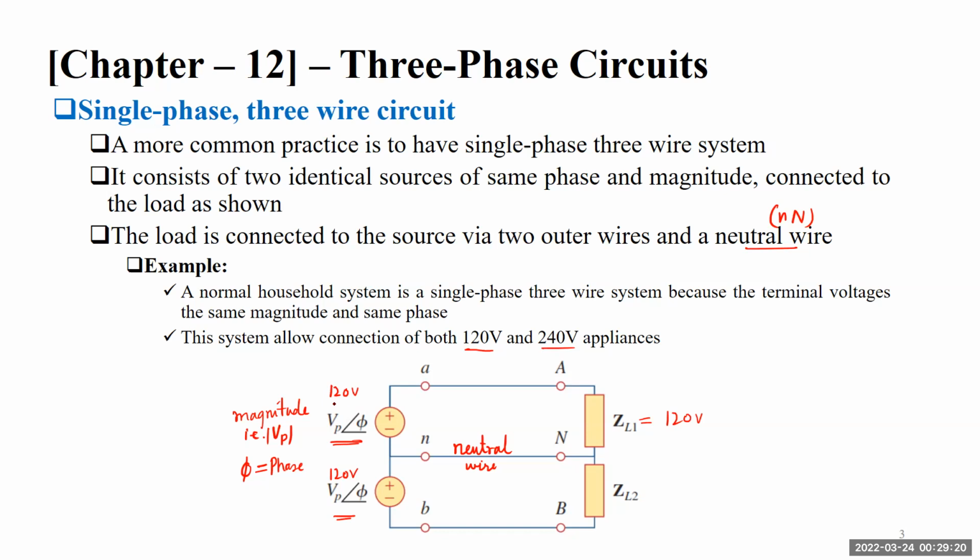So we have 120 volts available, 120 volts available. If in the same network we want to connect a load that operates at 240 volts, just connect that load between A and B. You can take a terminal from A and a terminal from B and connect them to Z load, and say this load operates at 240 volts. So you can easily operate appliances that require 240 volts, and you can also use the same arrangement for 120 volts.